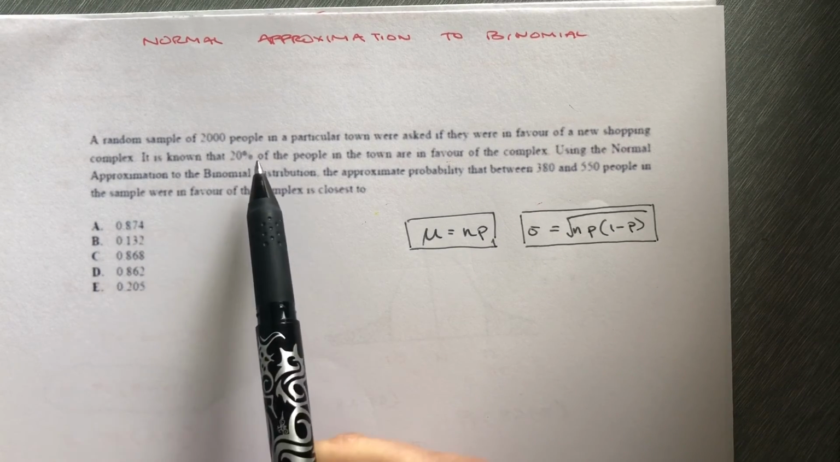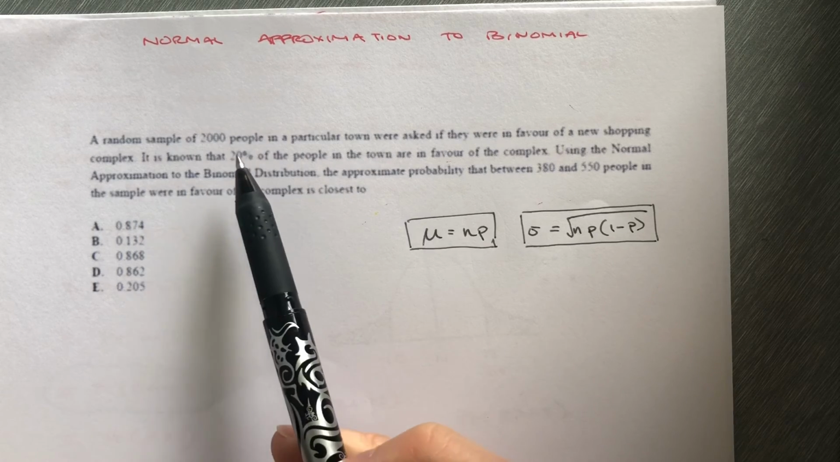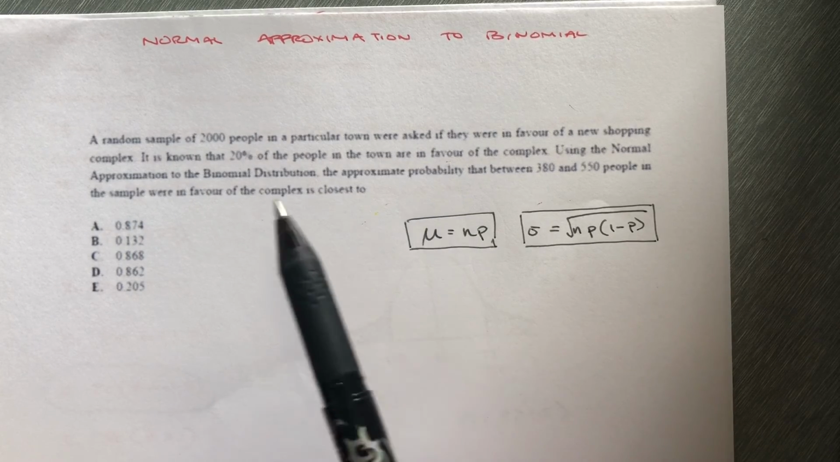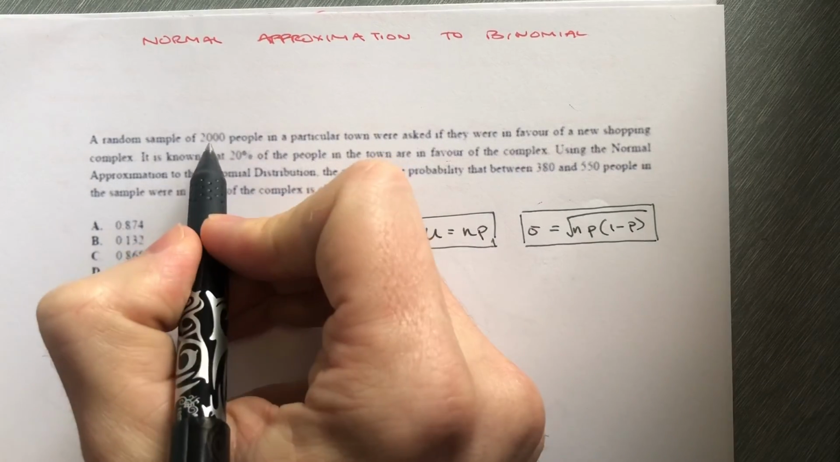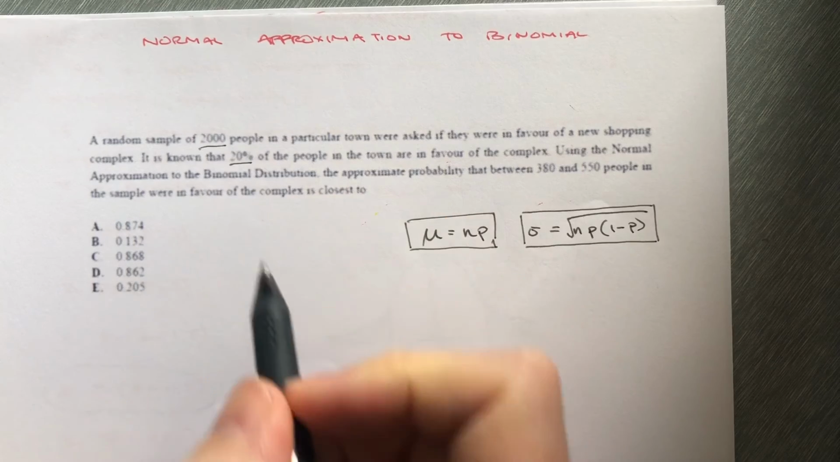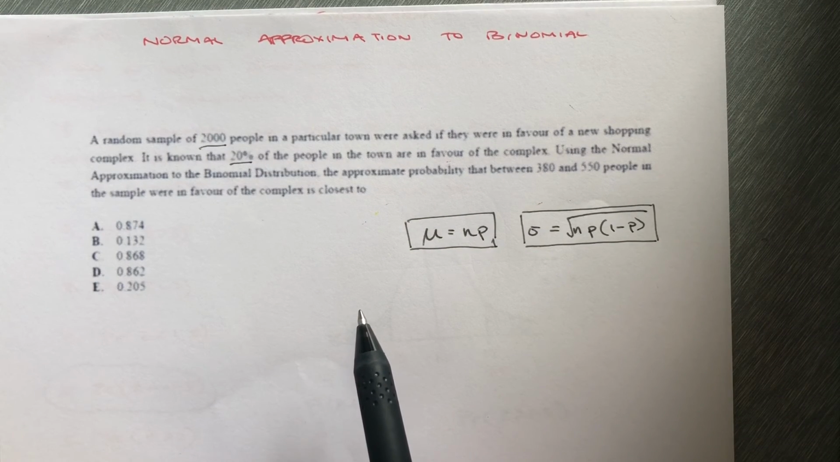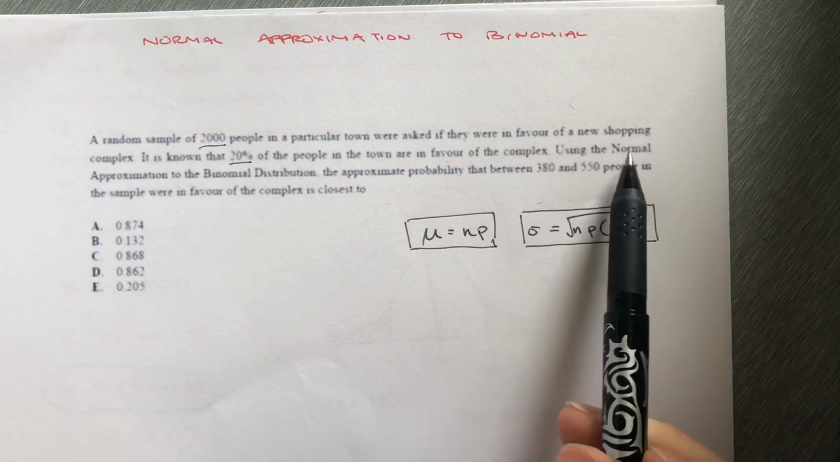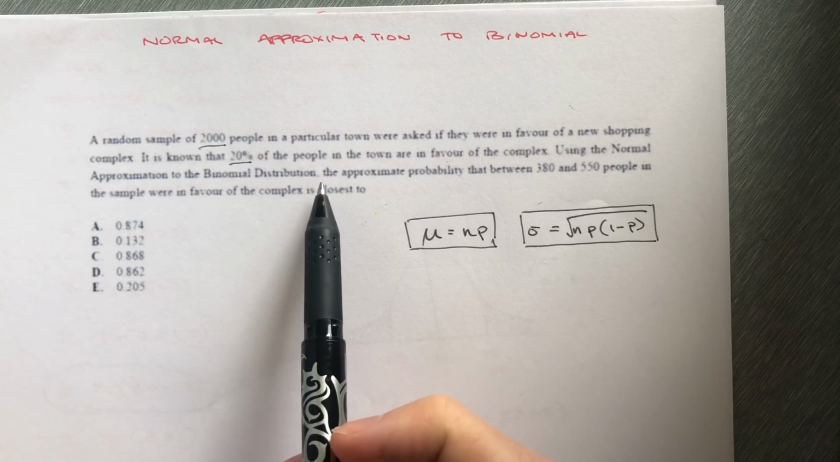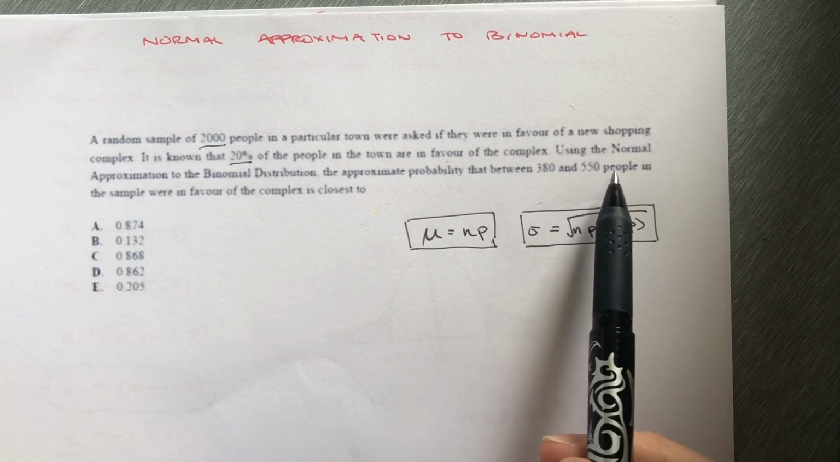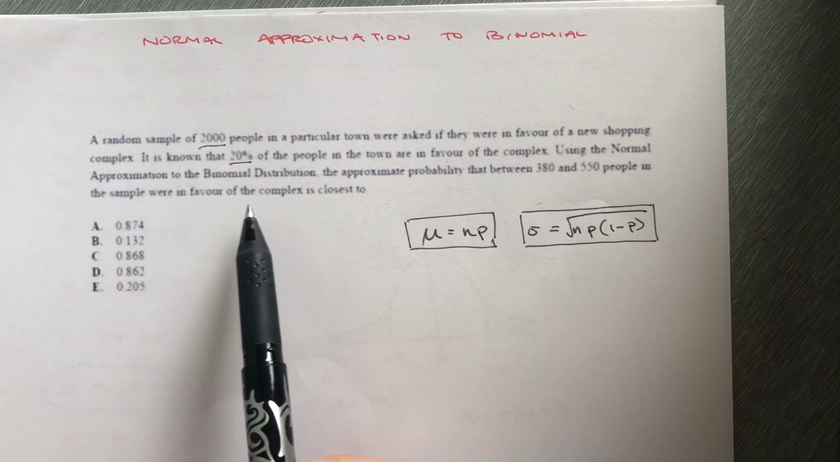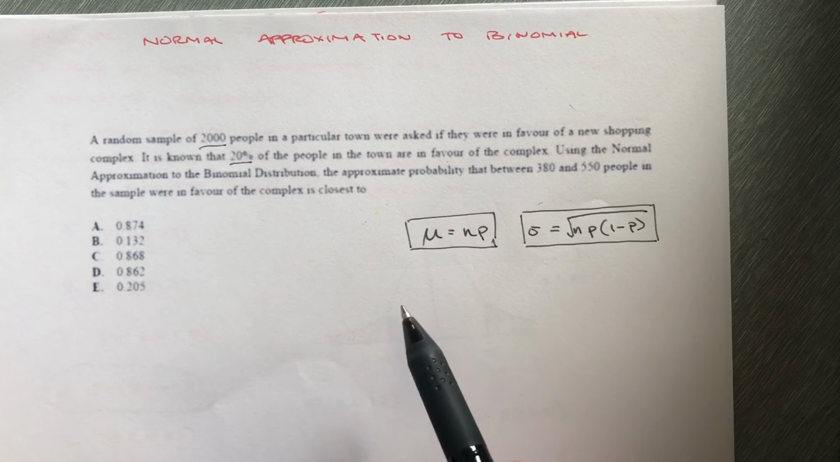A random sample of 2,000 people in a particular town, 2,000 is a pretty big sample, were asked if they were in favour of a new shopping complex. It's known that 20% of the people in the town are in favour of the complex. So that would be our n value, the 2,000, and 20%, or 0.2, would be our probability of success, our p value. Using the normal approximation to the binomial distribution, the approximate probability that between 380 and 550 people in the sample were in favour of the complex is closest to, and there are our options.